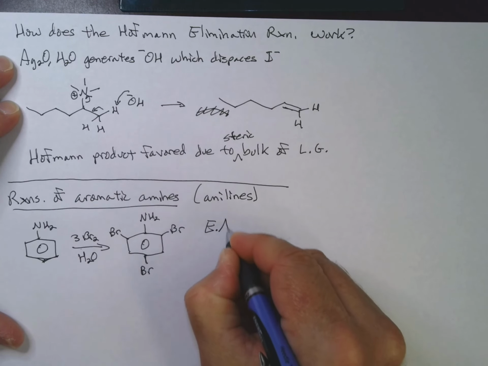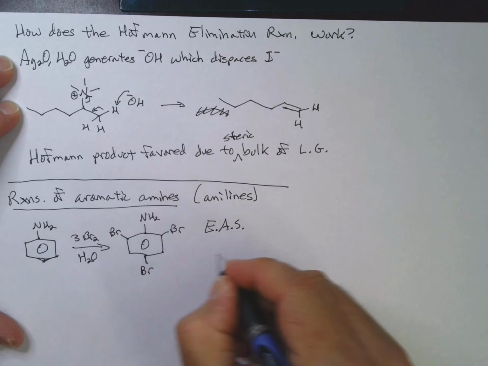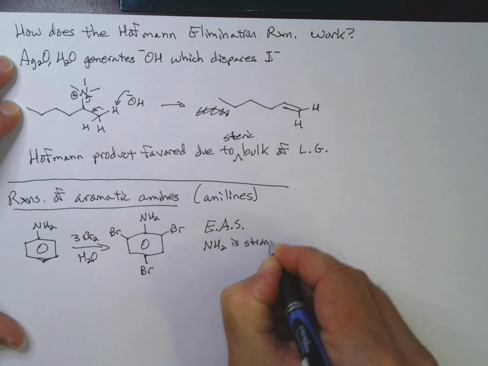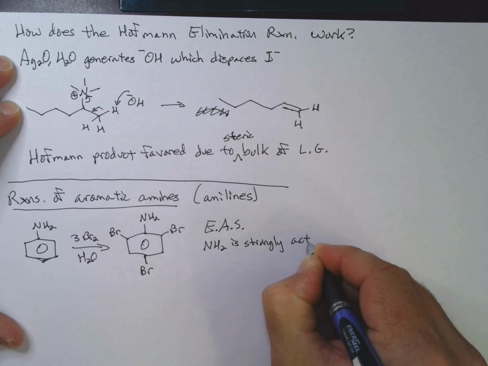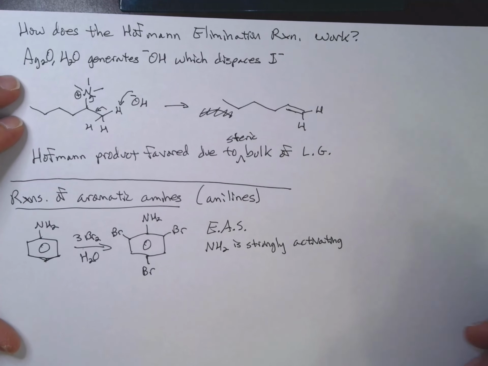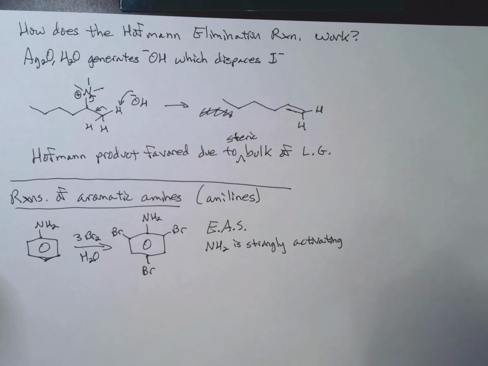So, EAS: NH2 is strongly activating and ortho-para directing. Now, what if we, let me try to think of some other interesting examples here.